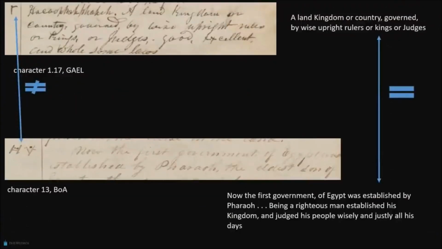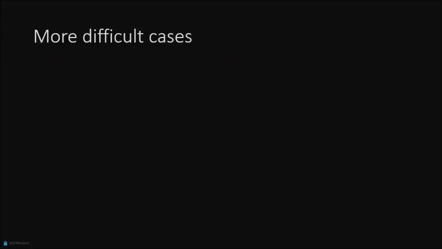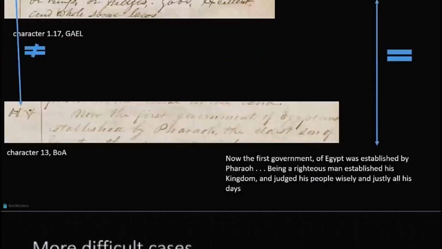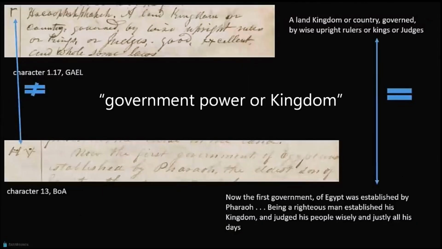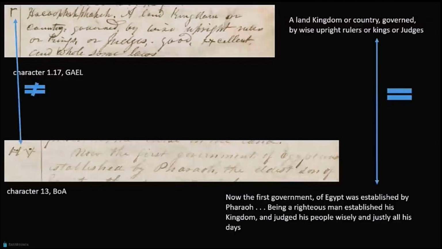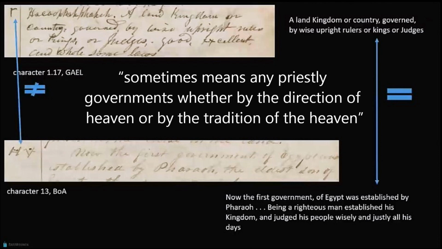I won't bore you with all of this, but you can see that again and again, we don't get it. In part 1 of the alphabets, the character simply represents government, power, or kingdom. But in the Gael, it develops to include righteous government, and finally in the 5th degree, to specifically refer to patriarchal government, which sometimes means any priestly government, whether by the direction of heaven or by the tradition of the heaven.